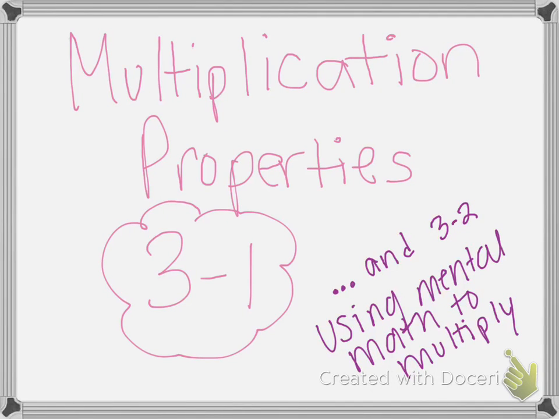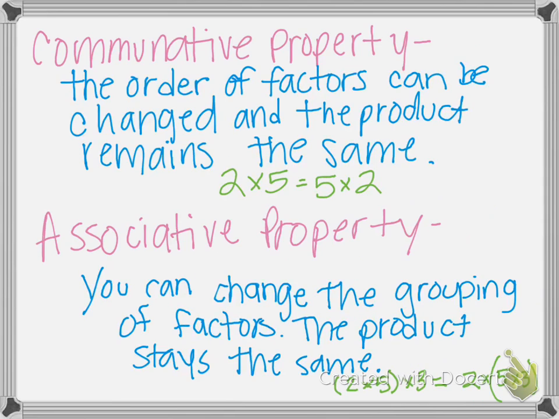All right, hello. Today we are actually doing two lessons. We're going to first start with 3-1, which is multiplication properties, which will sound very familiar. And we are also going to do 3-2, which is called using mental math to multiply. So go ahead and label the top of your paper with both of those.